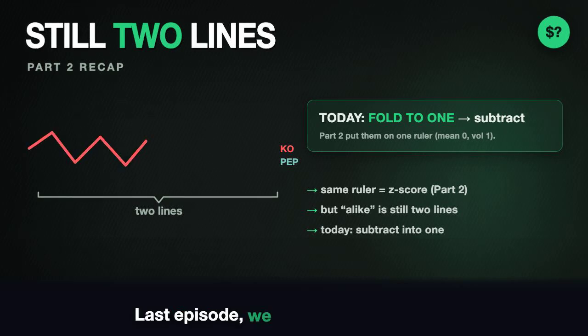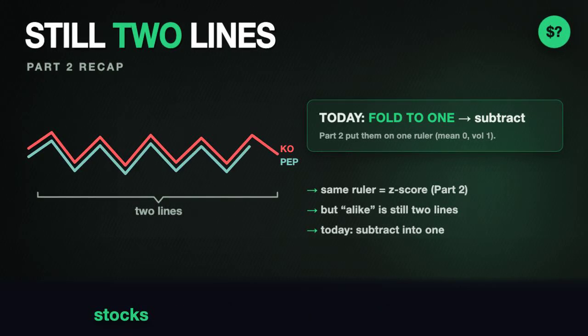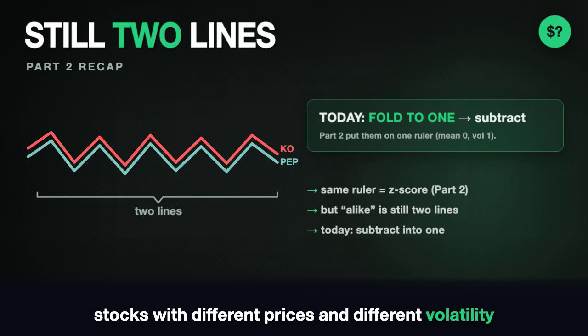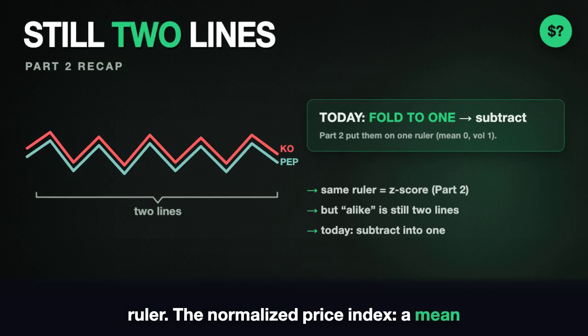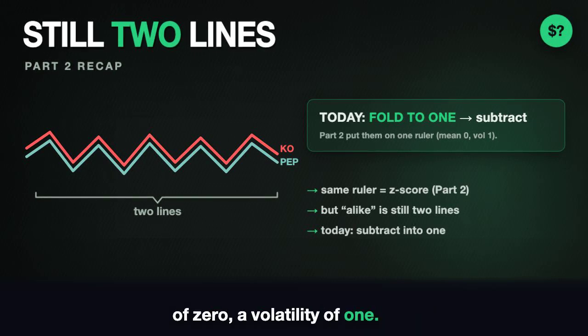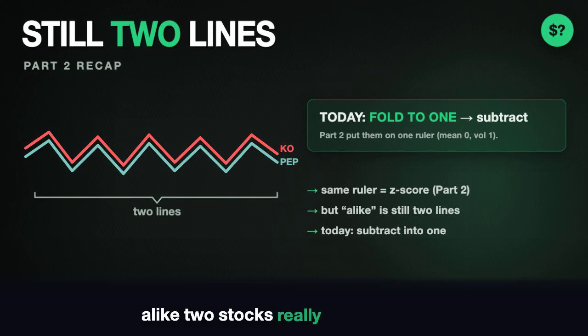Last episode, we settled one thing. Two stocks with different prices and different volatility. We put them on the same ruler. The normalized price index, a mean of 0, a volatility of 1, and with that, we could finally see how alike two stocks really move.